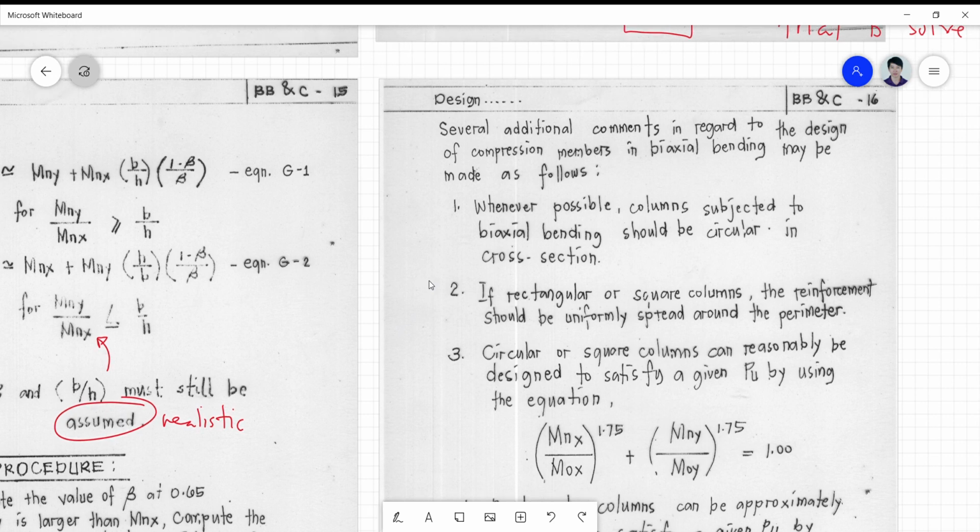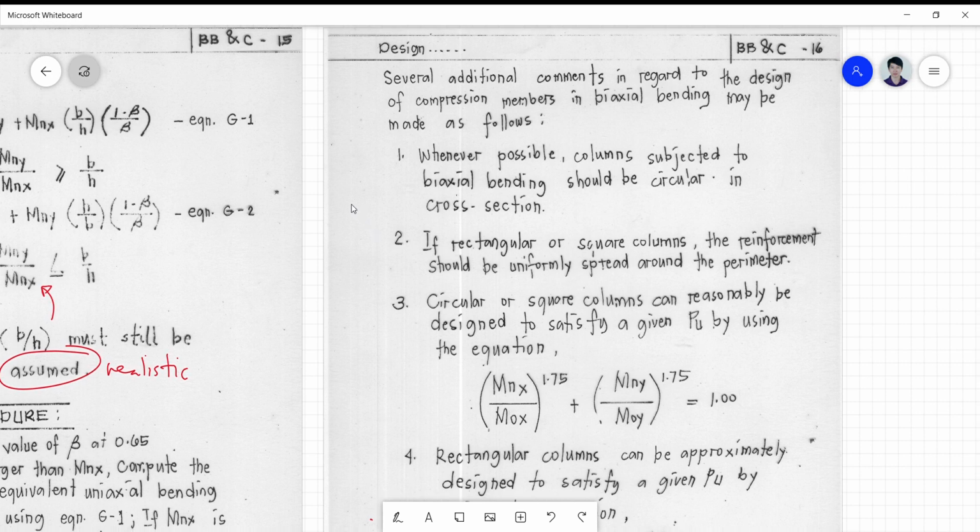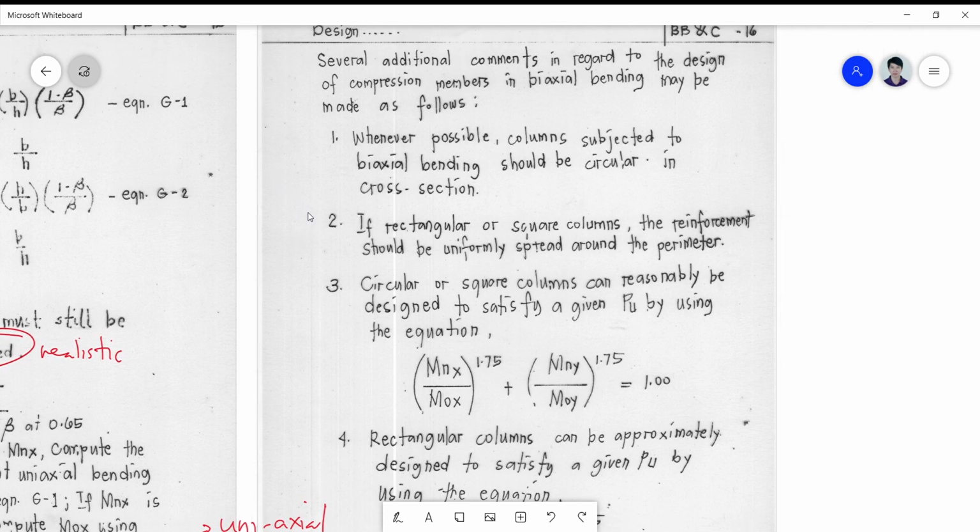Several additional comments in regard to design of compression members in biaxial bending may be made as follows. So these are just comments. Whenever possible, the column subjected to biaxial bending should be circular in cross section.